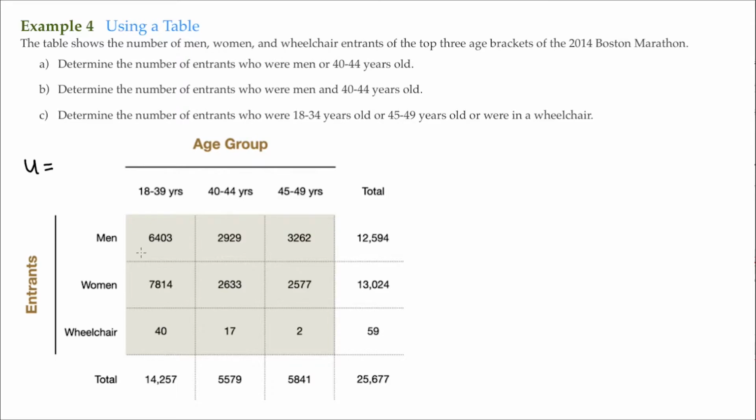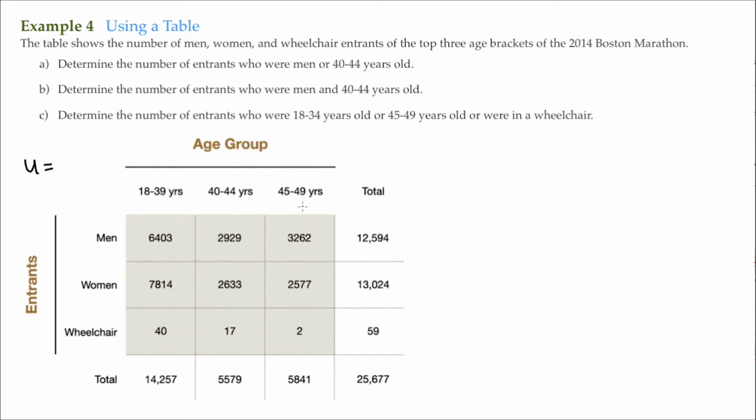represented using rows, such as the men. These are rows. Rows go back and forth. They're horizontal. So here's one subset here, that's the men. Here's the other subset here, the women, another row. And here's another subset here, that's the wheelchair entrants. And then they're also broken up in columns. We have this column here that represents the 18 to 39-year-olds, this column for the 40 to 44 years, and then, of course, this one for the 45 to 49 years.